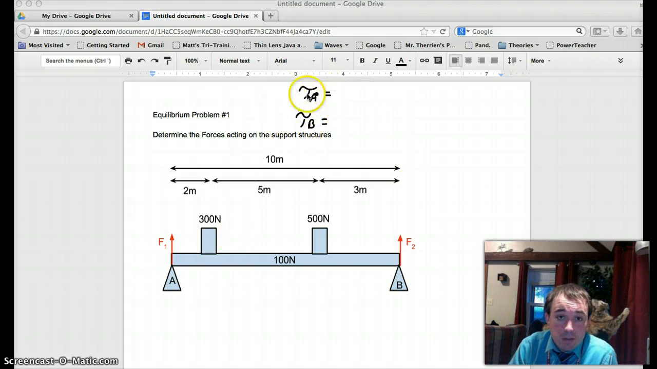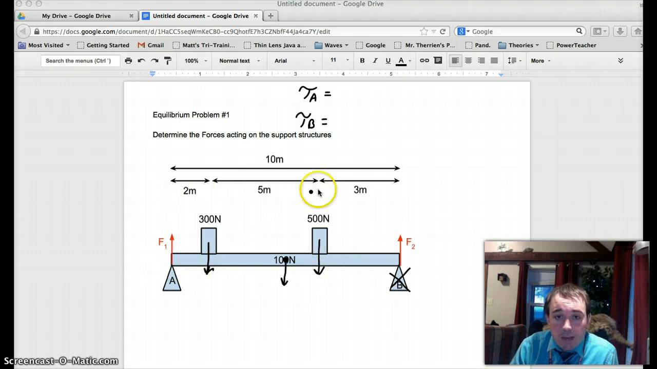So torque A, the torque around object A, what we do is we think of B as not being there. And when we do that, we get four different forces acting. We've got a force of 100 newtons acting down at the center of mass. We've got a force of 300 newtons acting down at 2 meters away from pivot point A. We've got 500 newtons down at 2 plus 5, which is 7 meters away from pivot point A, and we've got F2 that we have to set up. So I'm just looking at point A. Obviously, F1 doesn't have a torque because the lever arm is 0.